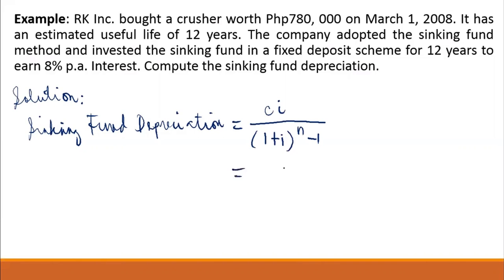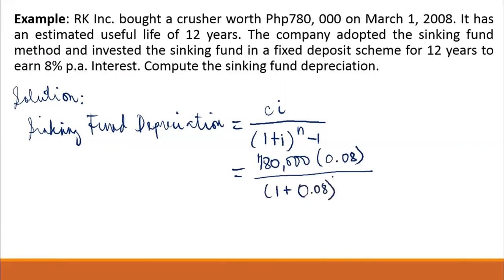Okay, so substitute lang natin yung mga value. So the acquisition cost of the crusher is 780,000 pesos times the interest rate na 8%, or this is equal to 0.08. Tama? Over 1 plus the interest rate na 0.08 raised to how many years? 12. Okay? Ayan. So, yung estimated useful life ng crusher na binili ng company mo is 12 years. Ayan. Tapos, bawasan natin ang isa.